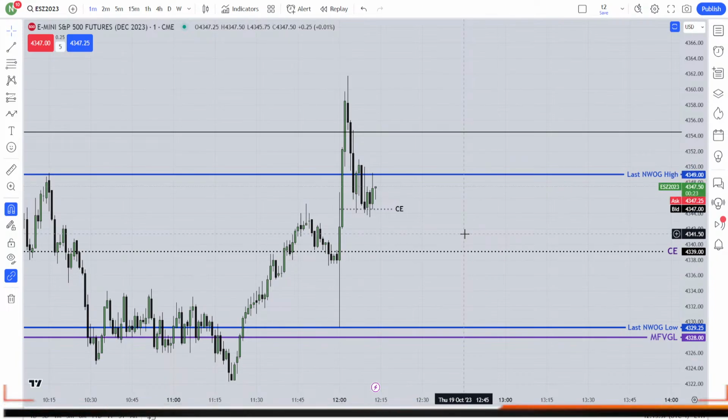ICT told that if you see a very long run in the weekly candle, then the TGIF will happen. Otherwise, TGIF is not valid. ICT told that. So this is true, brother.